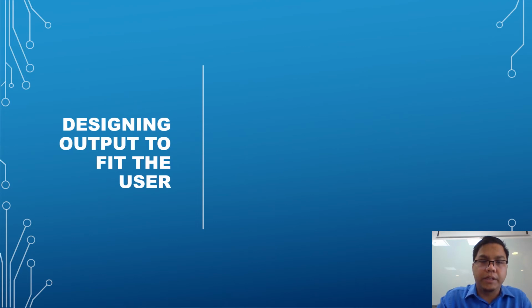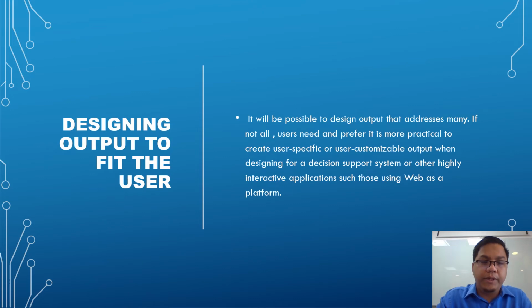Next is designing output to fit the user. It will be possible to design output that addresses many, if not all, users' needs and preferences. It is more practical to create user-specific or user-customizable output when designing for a decision support system or other highly interactive application, such as those using the web as a platform.